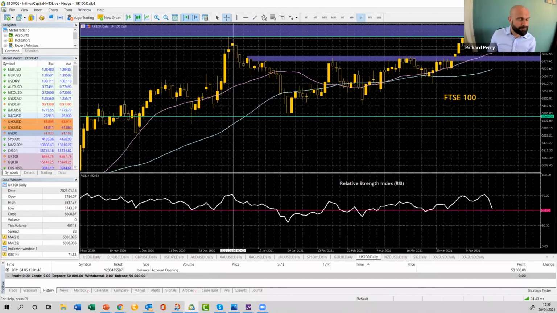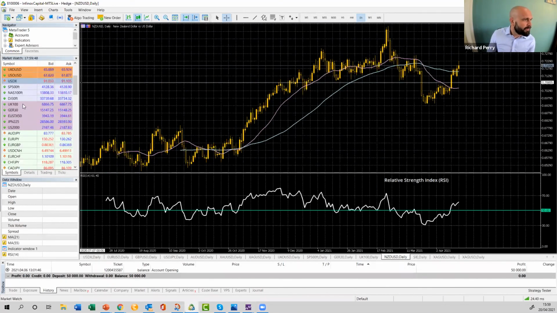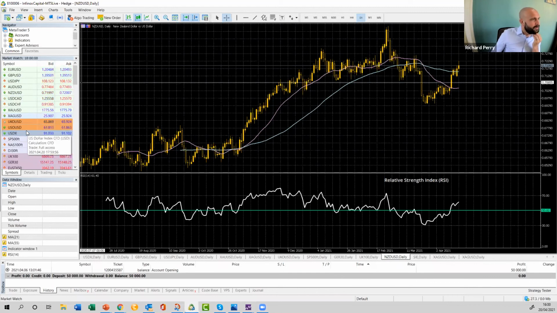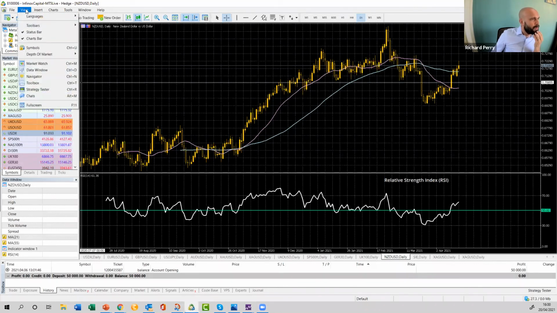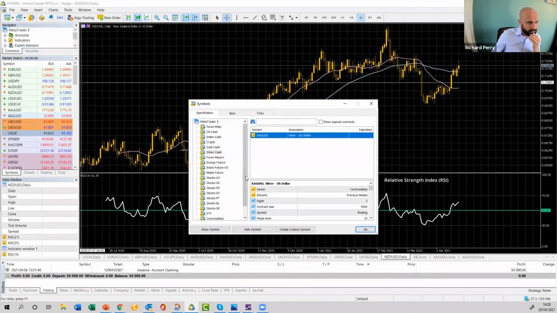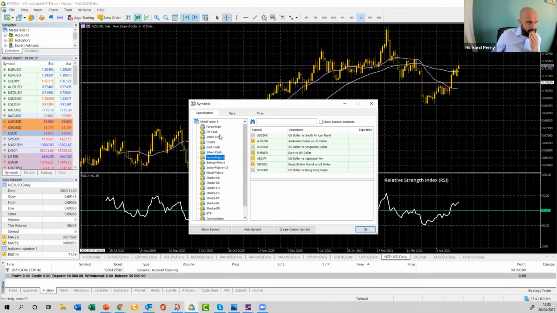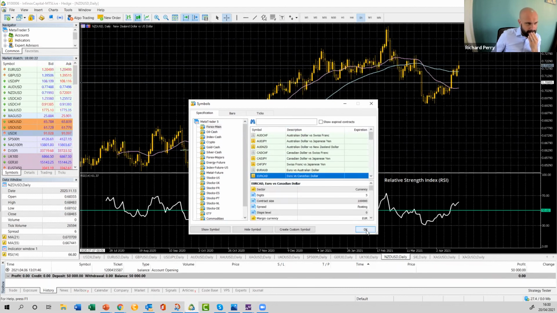Yes, no problem. Let's give that a go. So I've got a chart here, EuroCAD. I've got to find it. Oh no, I actually do have to find it, which is annoying. Okay. Symbols. Euro CAD. There you go.